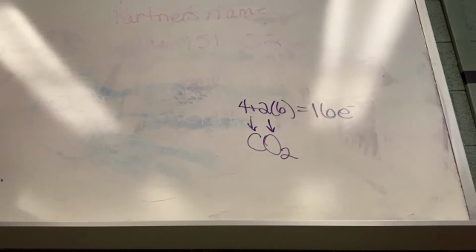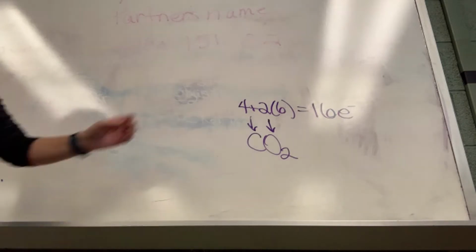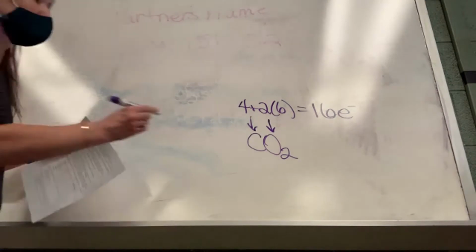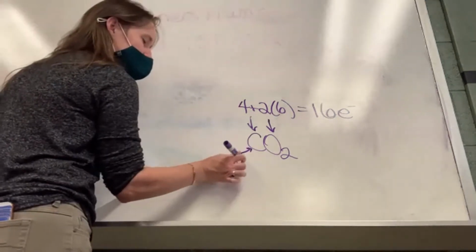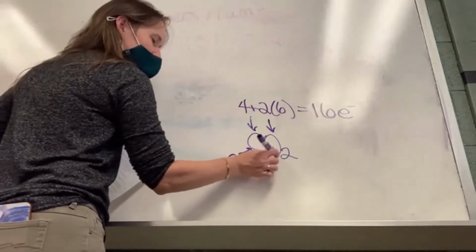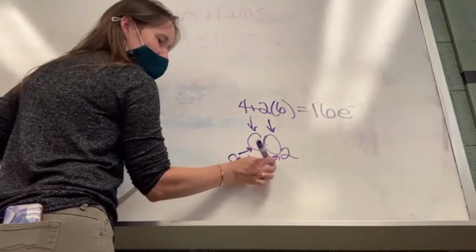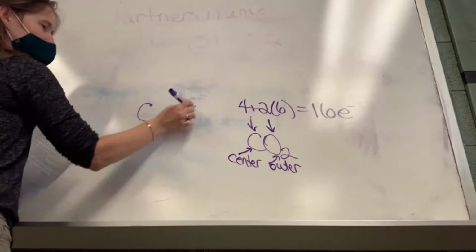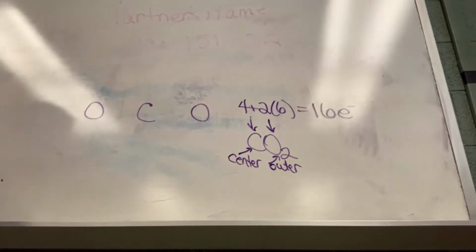Okay, so then you got to put the symbols on paper separately. And so you're not going to put O2, you're going to put 2 O's and 1 carbon. And so you got to determine what's the center and what's the outer. So what's the center? C. It's going to be our center atom. And then you're going to have 2 O's as your outer. So C, O, O.